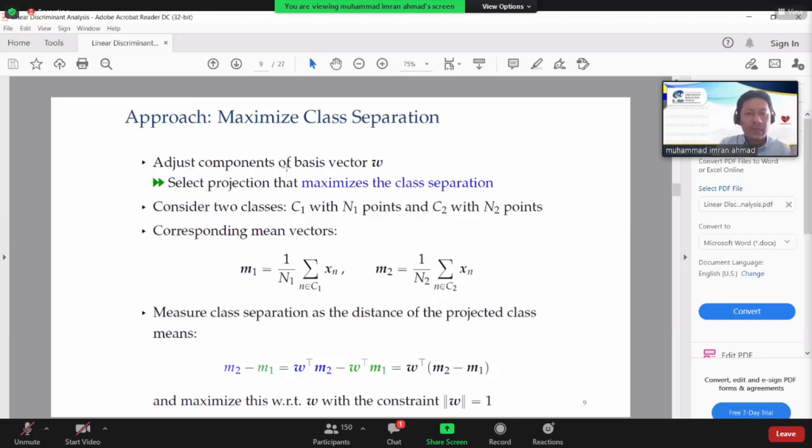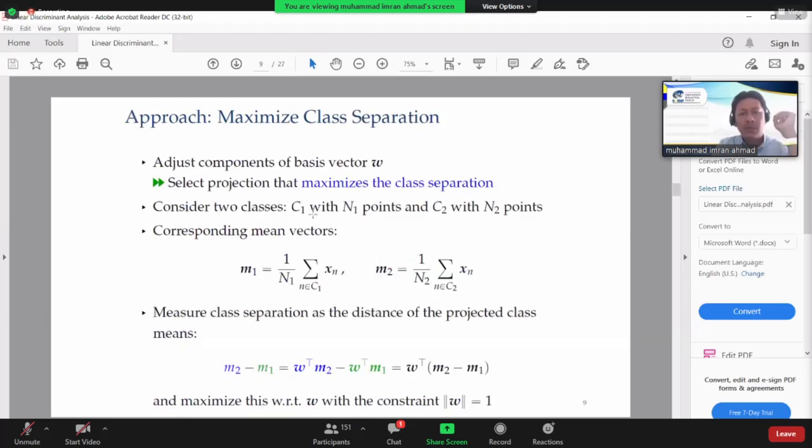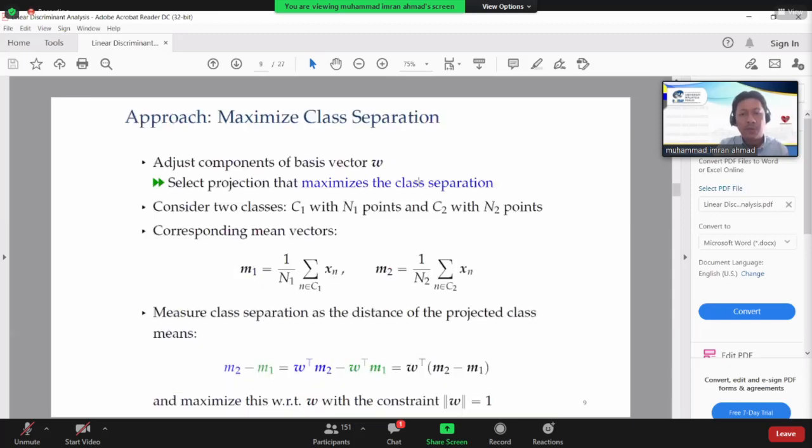So what we need to do is adjust the components of the basis vector. We just need to control or adjust the basis vector. There are methods that we can use to get the best basis vector, and then select a projection that maximizes the class separation. So consider we have a two class problem, C1 and C2. Each of C1 and C2 has N1 points and N2 points, the number of data points for each class.